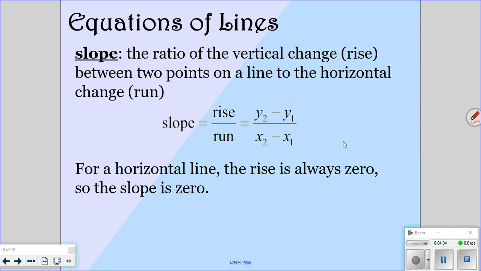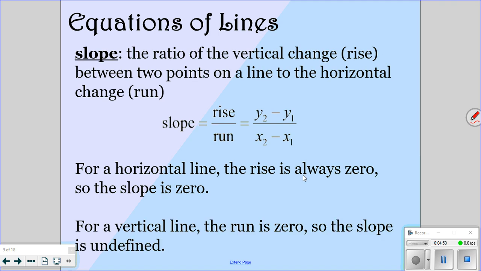A horizontal line, we don't change going up or down. So this is 0 over some number. So 0 over some number is 0. So for a horizontal line, your slope is always 0. So that's something that would be helpful to learn. For a vertical line, the run is 0. So you have some number over 0, which is undefined. And so vertical lines have an undefined slope. So you want to learn that as well.